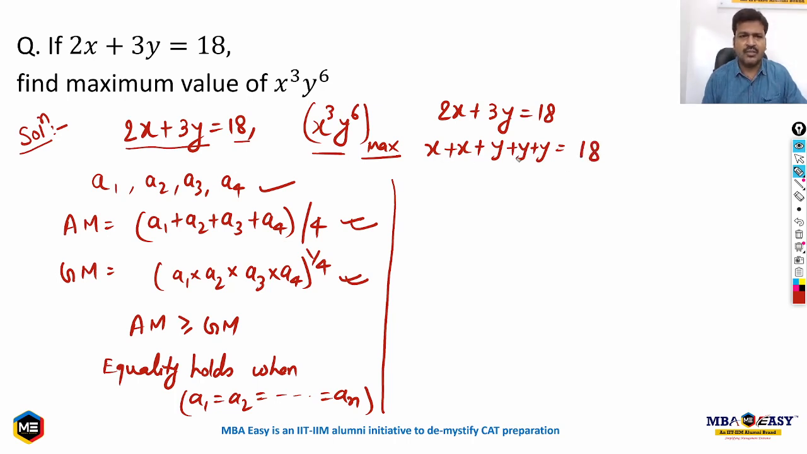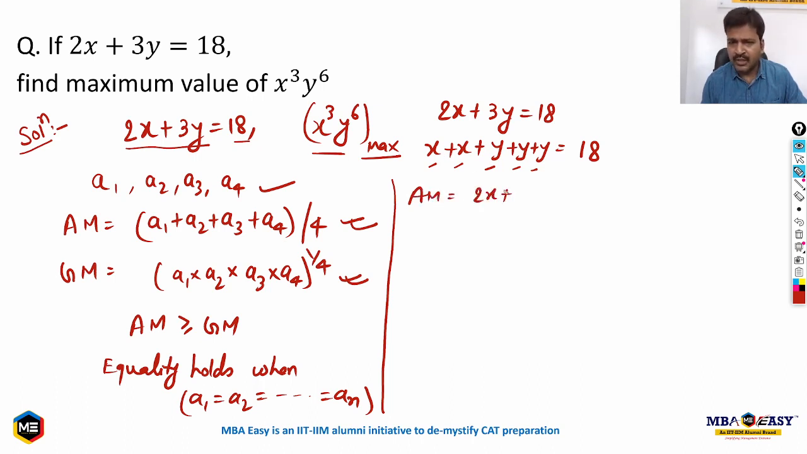Okay, like this: 2x plus 3y is equal to 18. Now see here, in this sum, if you apply the AM-GM inequality, let's say my quantities are 1, 2, 3, 4, 5. These are our 5 quantities, let's say.